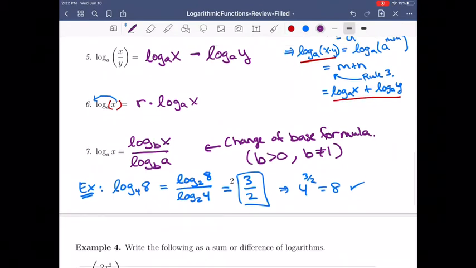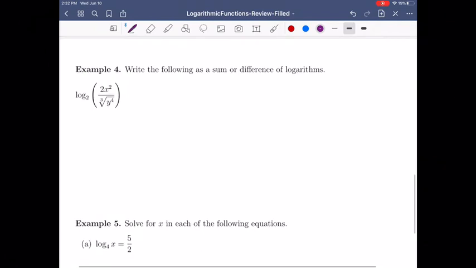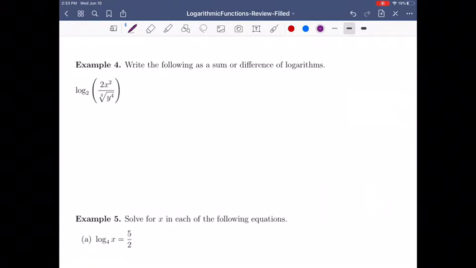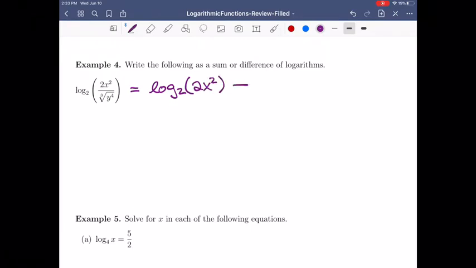So those are the rules. Now, one thing that's going to be really useful is to break apart a log. Here I have log base 2 of this complicated function. What I can do is use these rules to rewrite this function as a bunch of addition and subtraction of a bunch of logs. When I see a fraction in here, I immediately think I want to use the fraction rule. So it's going to be log base 2 of 2x squared minus log base 2 of the cube root of y to the 4.